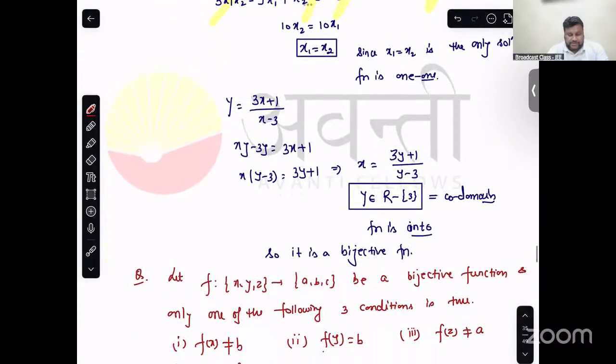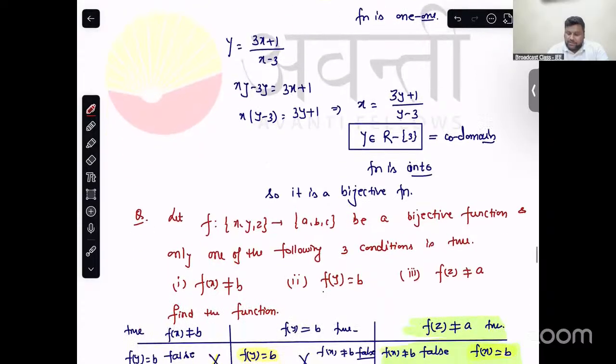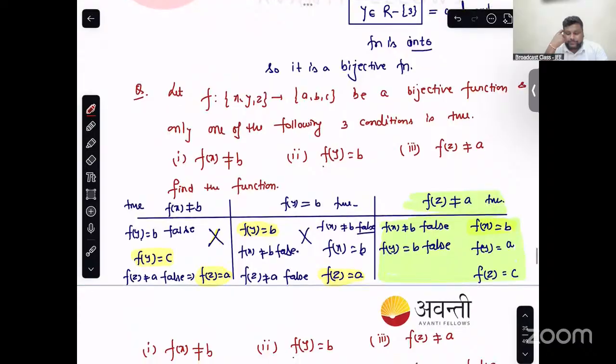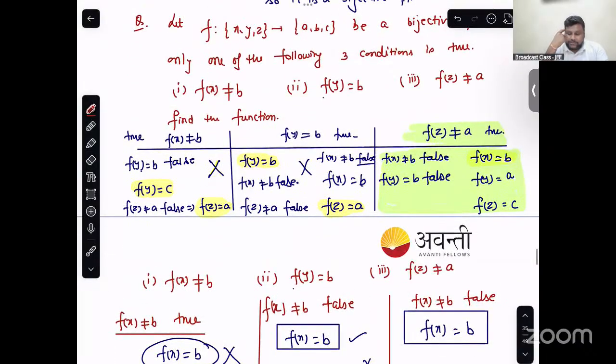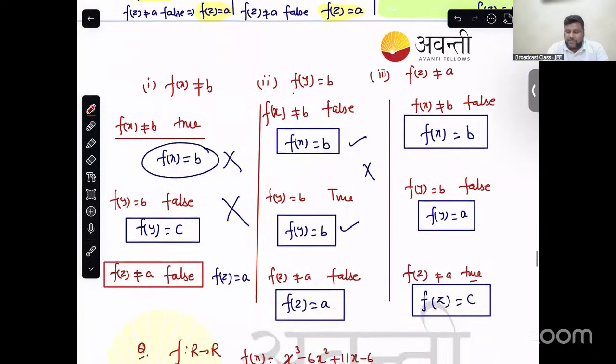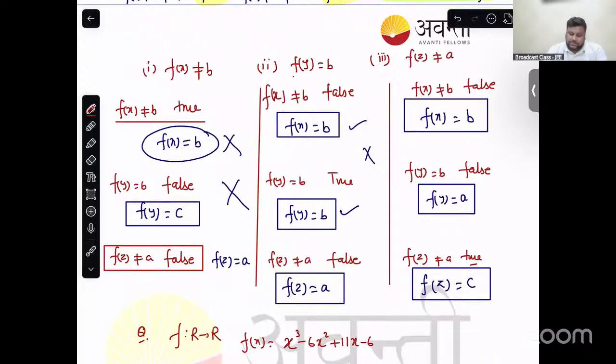Then y is given to you. You have written x in terms of y. And you got the range which is equal to the codomain also. This function is onto. Got it? Then this question where out of the 3 statements, only one is true, the other 2 are false. So we made 3 situations where the first is true or the second is true or the third is true. And out of that, we got one conclusion.